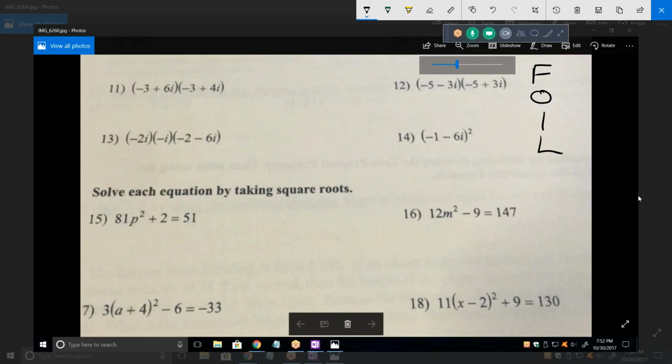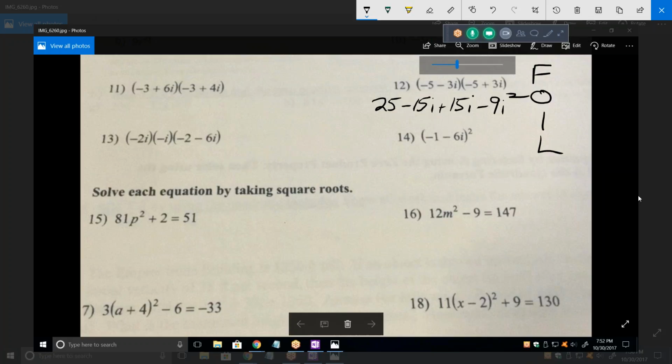So -5 times -5 is 25, and then -5 times 3i is -15i, and then -3i times -5 is positive 15i, and then -3i times 3i is -9i squared. Perfect.